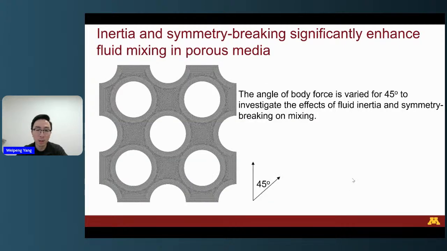So to understand the pore-scale mechanism, we ran the flow simulation in this kind of unit periodic domain. We vary the angle of the body force to see how the fluid inertia and symmetry breaking affect the mixing process. Because for this kind of geometry, for 0 degrees and 45 degrees, it's symmetric. For the angle in between, it's symmetry breaking.